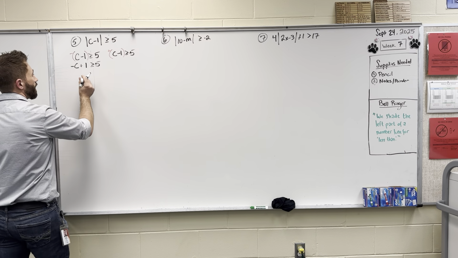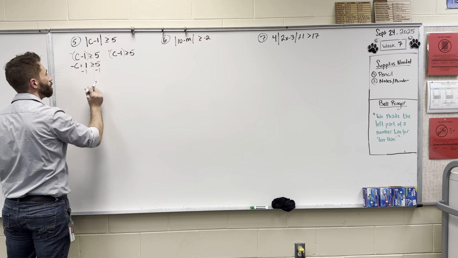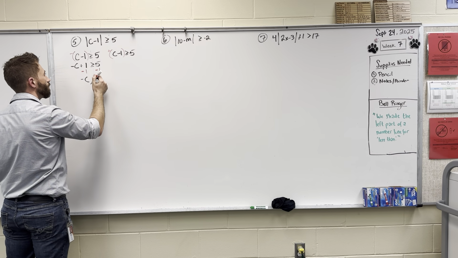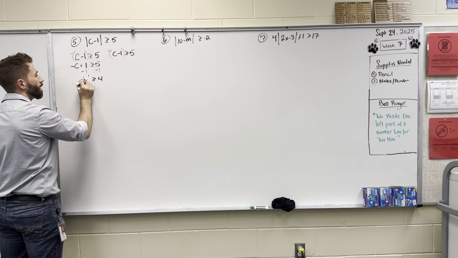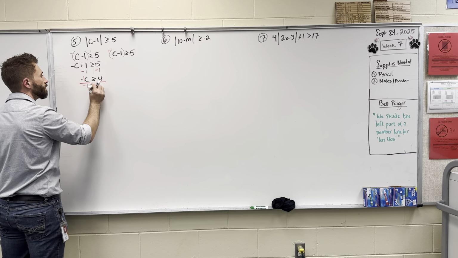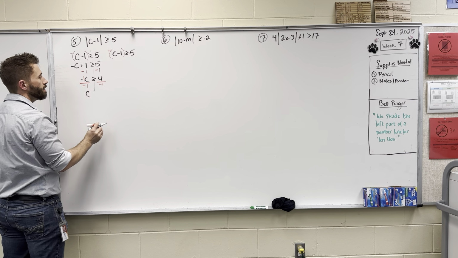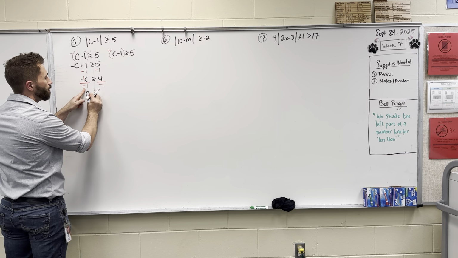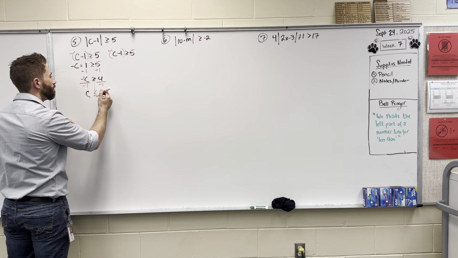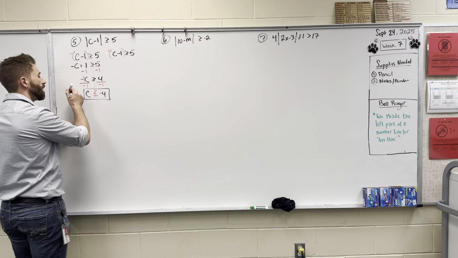First step to solve it is I get rid of the 1 by subtracting 1 from both sides. So I have negative c is greater than or equal to 4. And then I recognize that there is an invisible 1 sitting out there that I have to divide by. So I get c, dividing by negative, flip, gives me a negative 4. So I have c is less than negative 4.